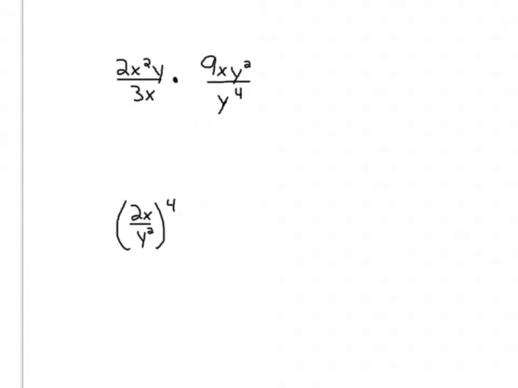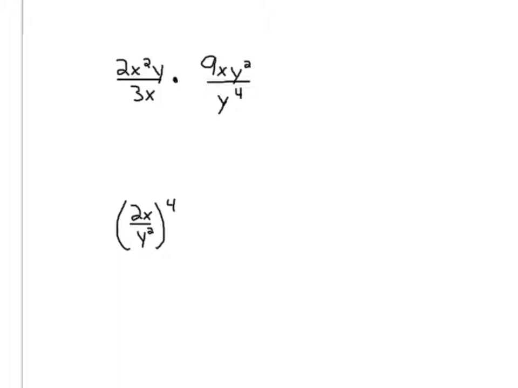Alright, on this top one, we've got our multiplication rules and our division rules kind of mixed together here. This is my personal preference, I like to take care of the multiplying part first, and then do the dividing part. So, I'm going to multiply the tops together and multiply the bottoms together, then do any division I can do.